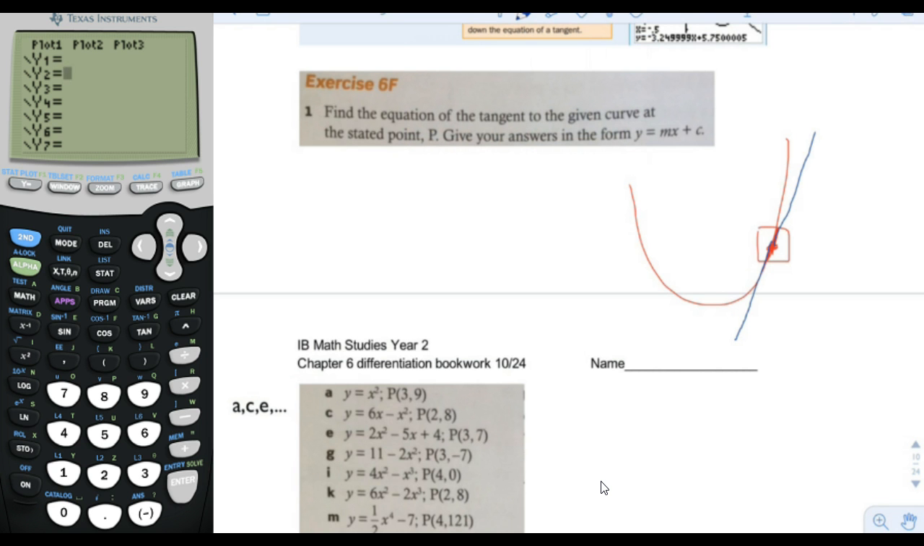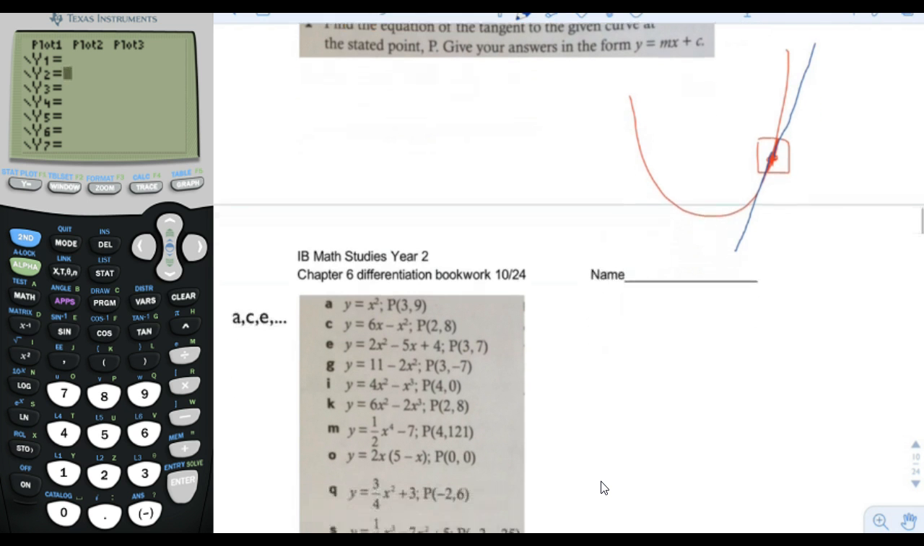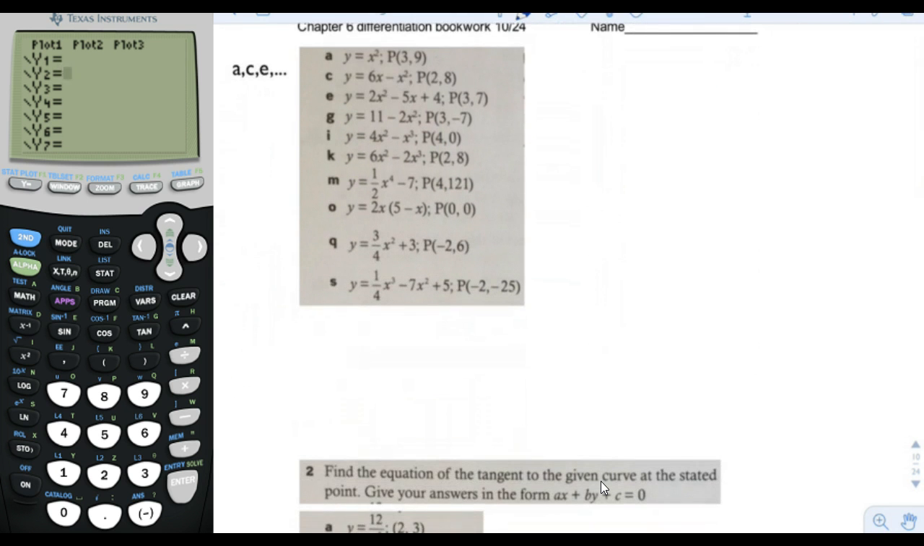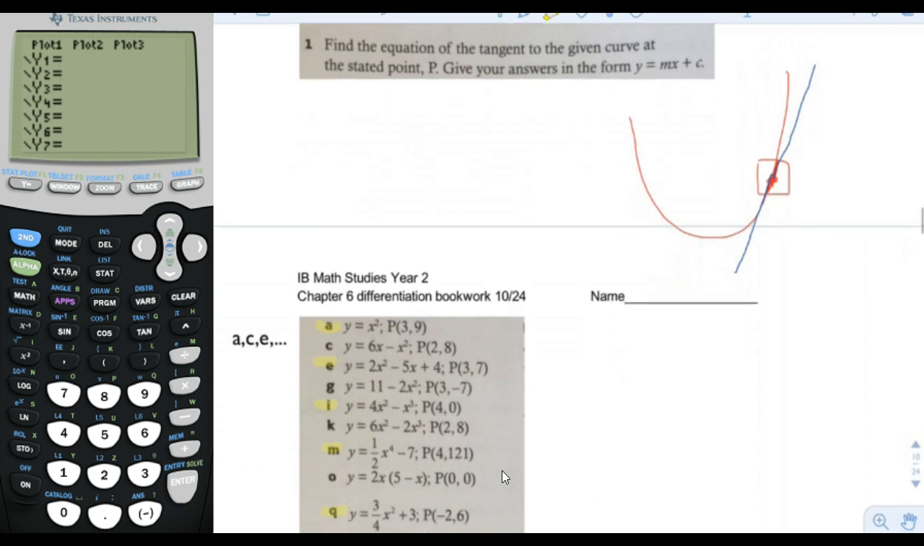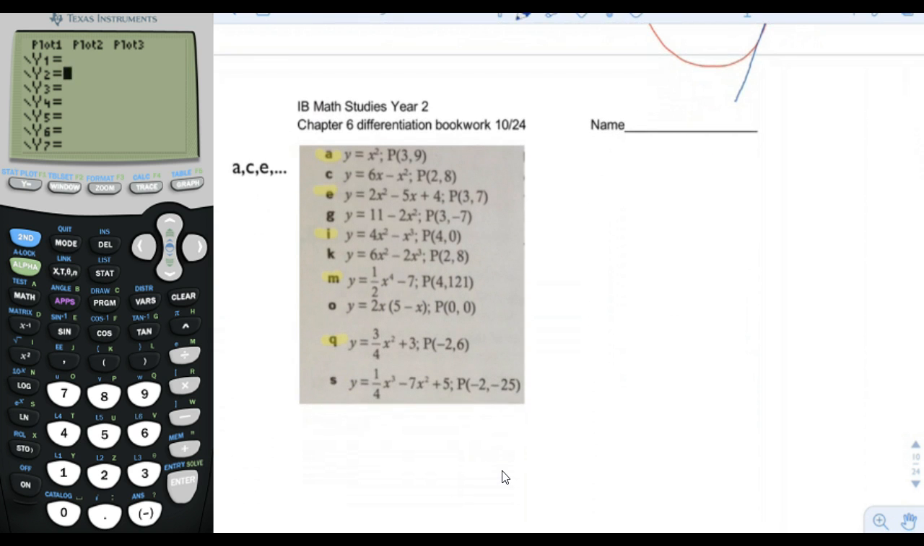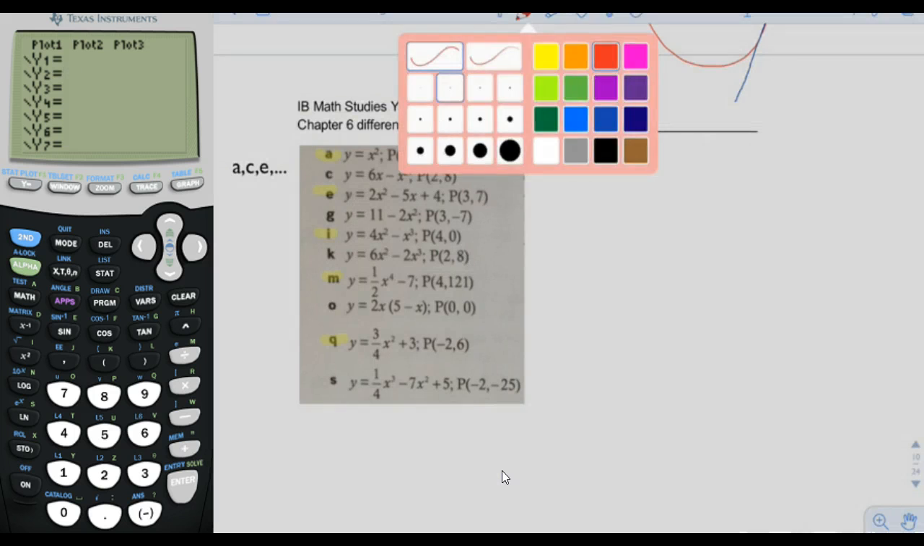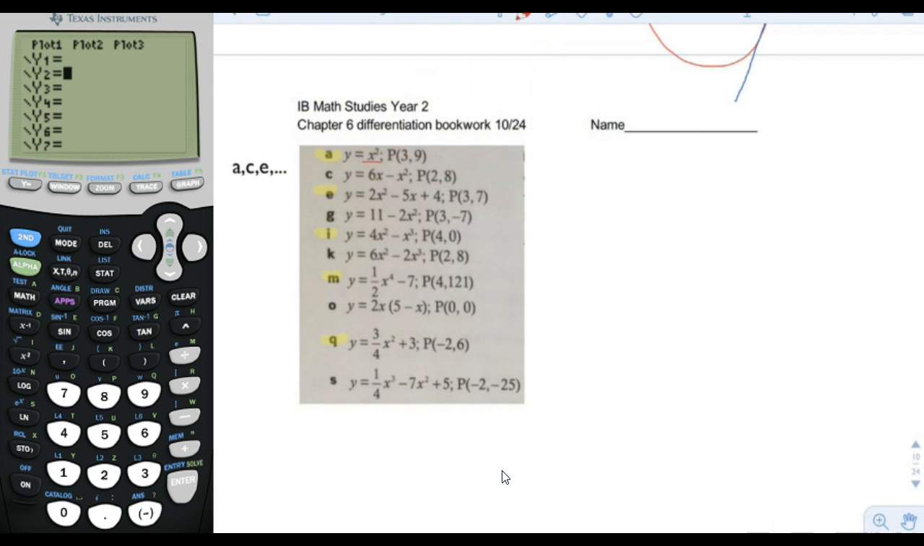Luckily the calculator can do this for us. So we're going to do these. We're just going to do every other one. So let's start with A. It's just the regular quadratic parabola y equals x squared. So the first thing we're going to do is program the function in the calculator. So we put x squared, and then we'll graph it.